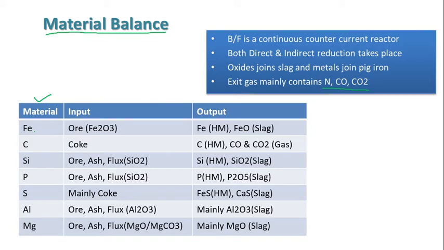From the importance point of view, iron is the most important element in blast furnace iron making, which comes from the iron ores, that may be hematite or magnetite, mainly hematite, that is Fe2O3, which produces pig iron or hot metal, where the iron is in the metallic form Fe. If some amount of metal is slagged out, that will be in the form of FeO in the slag.